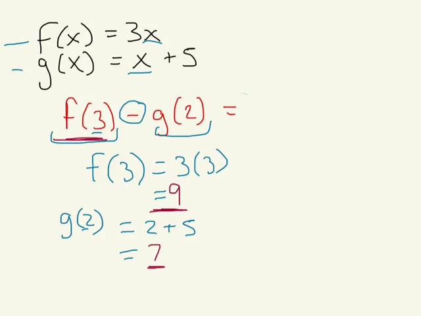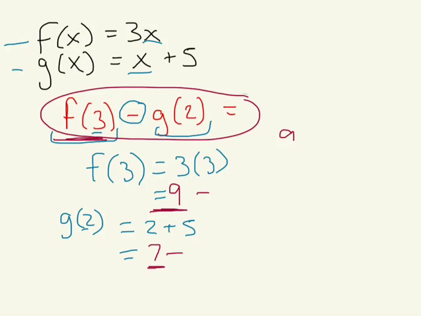Okay. So we can rewrite the entire original problem using our two answers right here. Okay. So f of 3 was 9. g of 2 was 7, so we can replace f of 3 with a 9. We keep that minus sign and replace the g of 2 with a 7. So now our problem went from kind of complicated to a very simple subtraction problem. 9 minus 7 equals 2, and that's our answer.